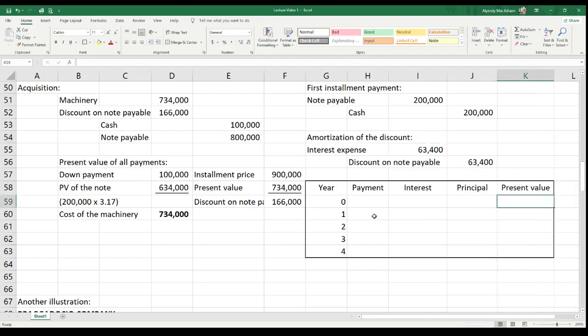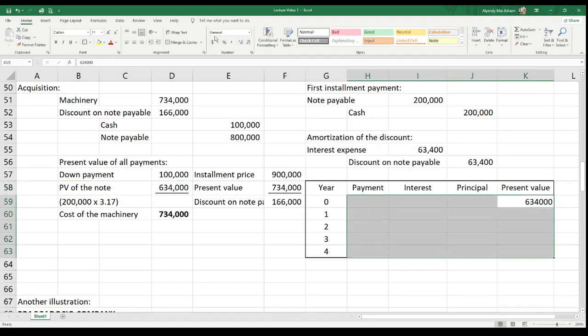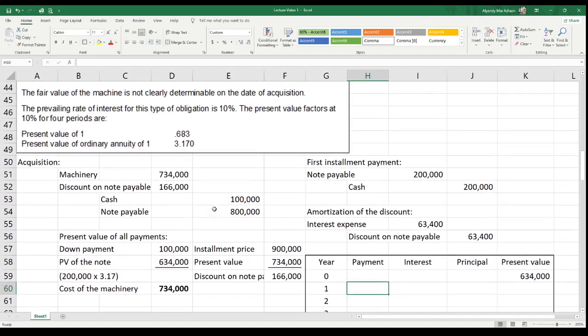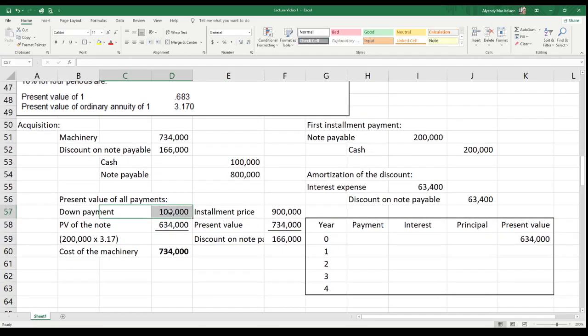Now, let us compute for the amortization. In year 0, at the beginning, the present value of the note was 634,000. Okay? Now, year 1. In year 1, there is a payment. Not this 100,000, because that is the down payment, and it is not included in the 634. Let us focus only on the note payable.